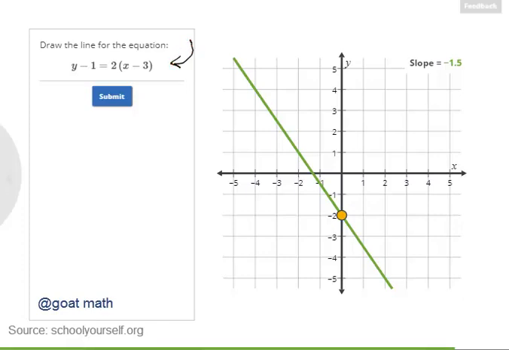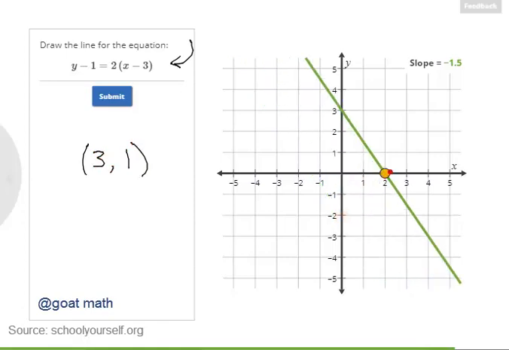Notice that this equation is in point-slope form. y minus a y-coordinate equals the slope times x minus an x-coordinate. That means this line passes through a point with an x-coordinate of 3 and a y-coordinate of 1. So let's move the yellow dot over to (3, 1) here. And the slope is 2, right? So set the slope equal to 2, and then you'll have the graph for this equation.